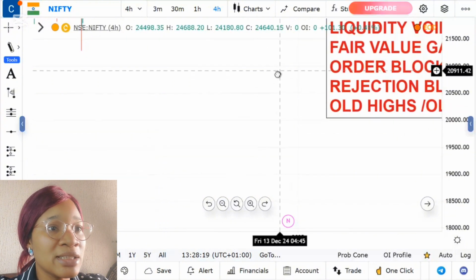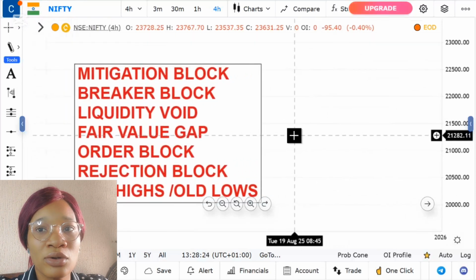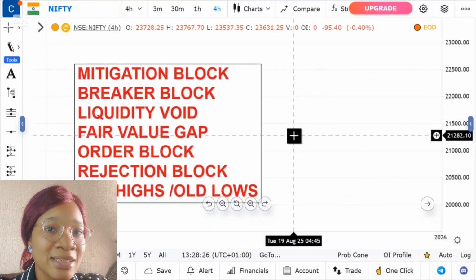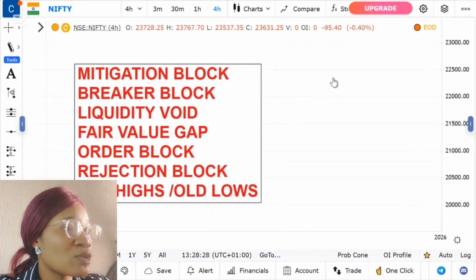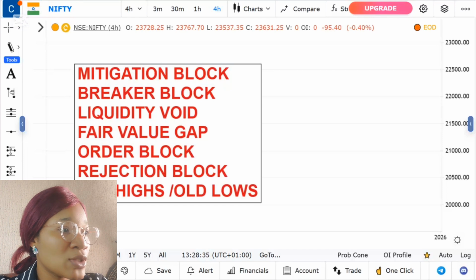So number one on the list is the mitigation block. It is quite simple too. A mitigation block is usually in line with the trend.